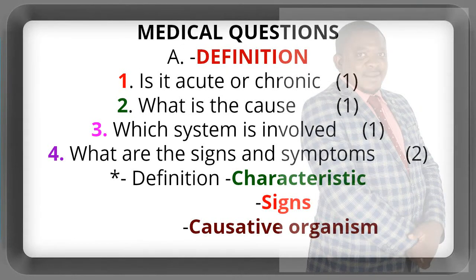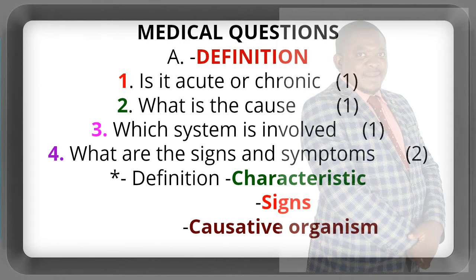So when answering such questions, it's important that you know that there are certain pillars within the definition, certain elements that you need to return for each and every definition. In general, when you're defining a condition, you need to know whether that condition is acute or chronic, because this will help you to score a mark. If, let's say, you are defining diabetes mellitus, it is important to note within your definition that it is a chronic condition.